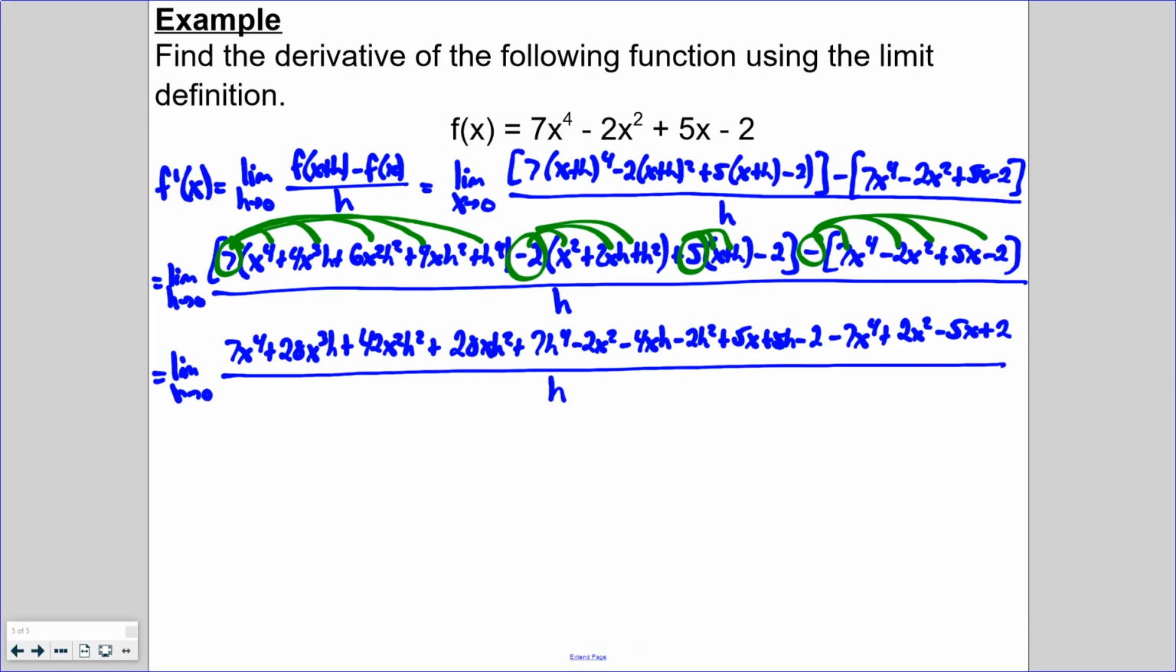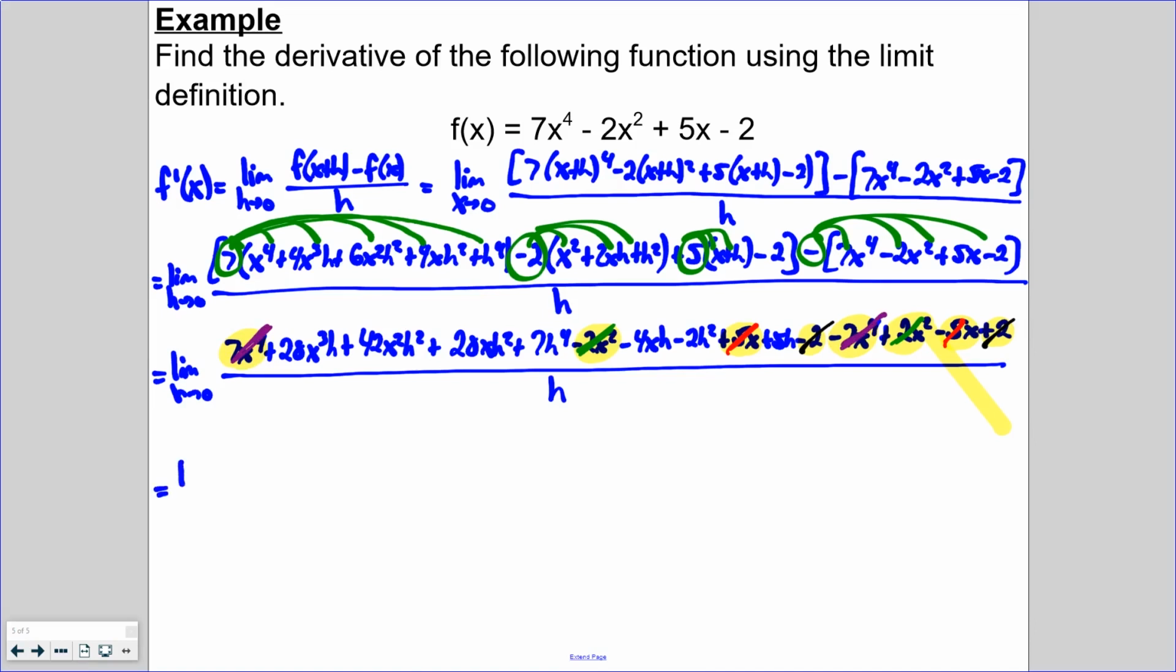Woo, isn't this fun? However, this next step is where we can cancel things out. Because we can see that we have a positive 2 and a negative 2, so they go away. We can see that we have a negative 5x and a positive 5x, so those would also go away. Then we have a positive 2x squared and a negative 2x squared. So those would, yes, you guessed it, go away. Then a negative 7x to the fourth and a positive 7x to the fourth. So let's get rid of those two. Alright, so what does that leave us with?